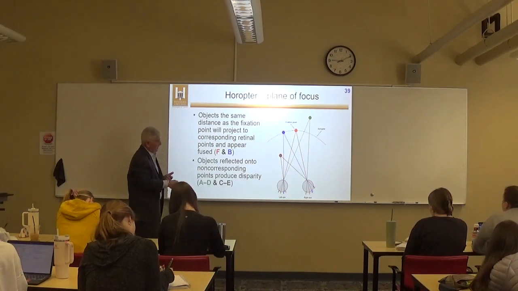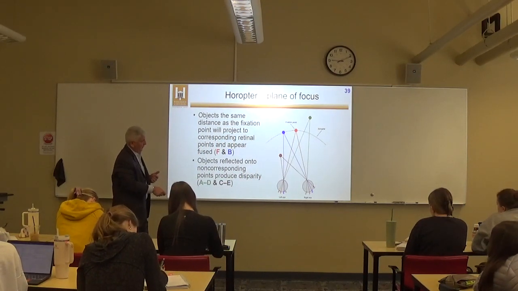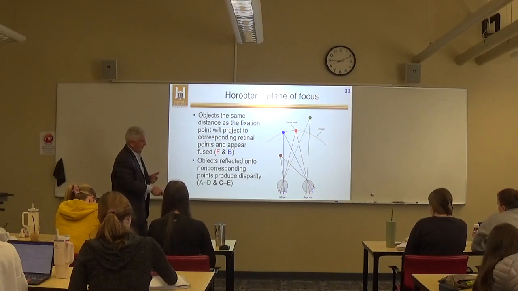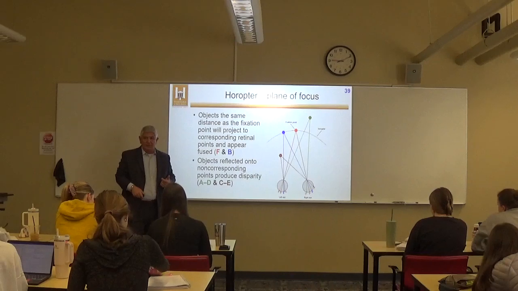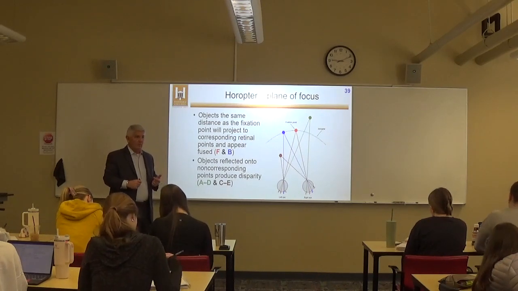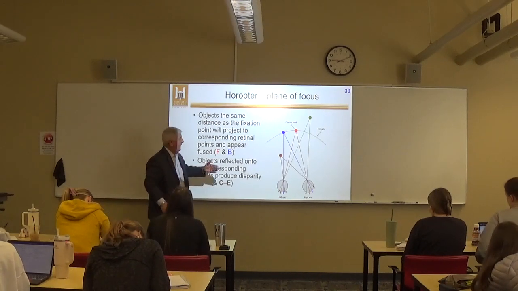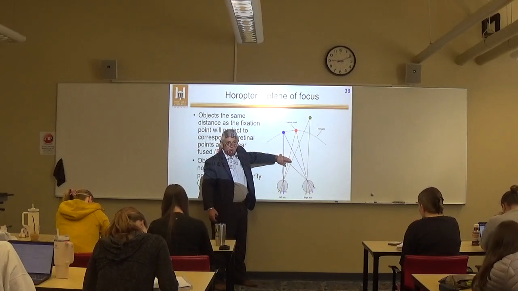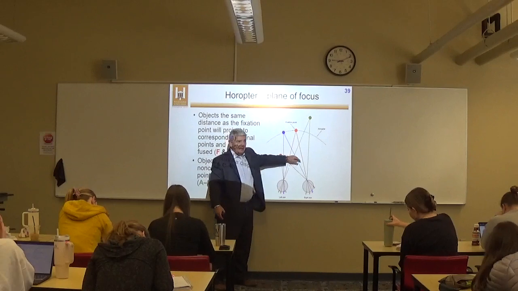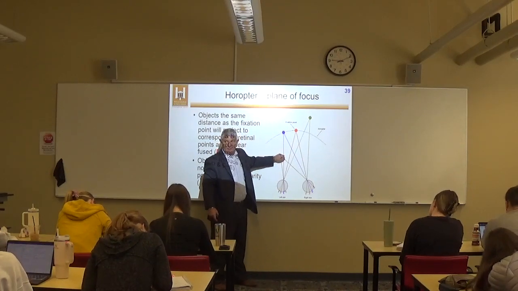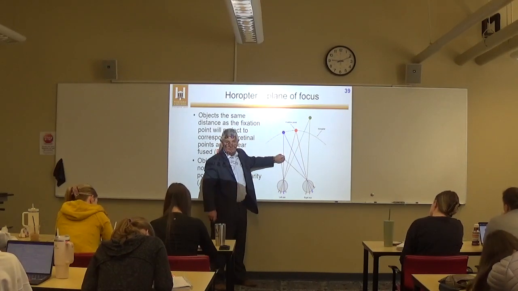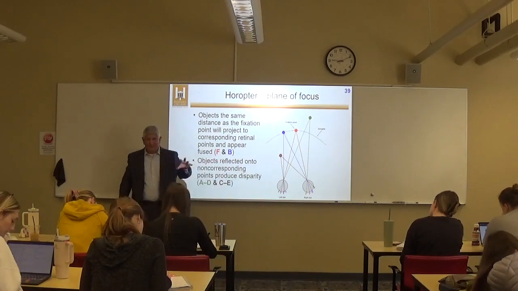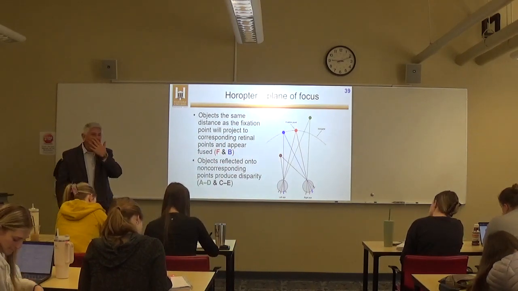Same thing for things up close. They don't fall on corresponding retinal points. This part of the retina is not hardwired to match up with this part. We can resolve that by converging and accommodating and moving our horopter to this plane. And now this will fall on corresponding retinal points, but none of these will. Does that make sense? I know this is complicated.